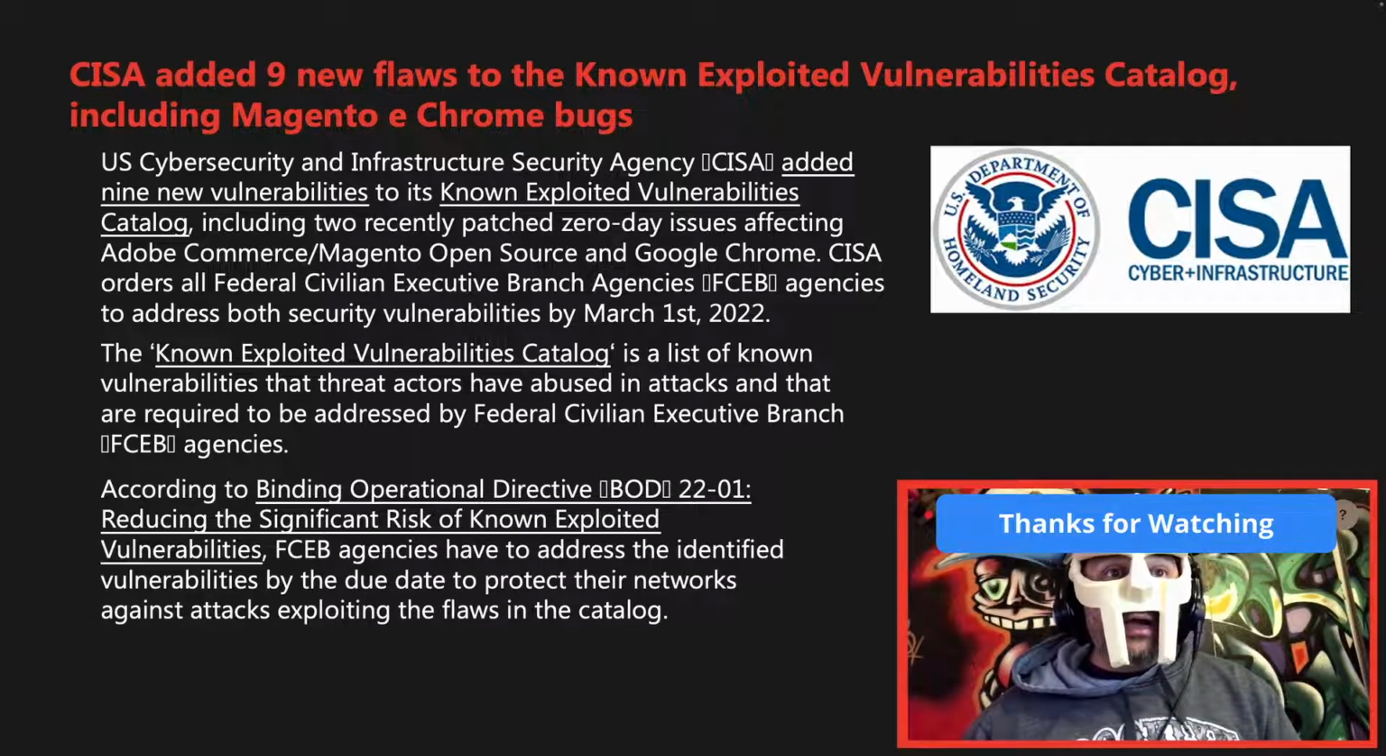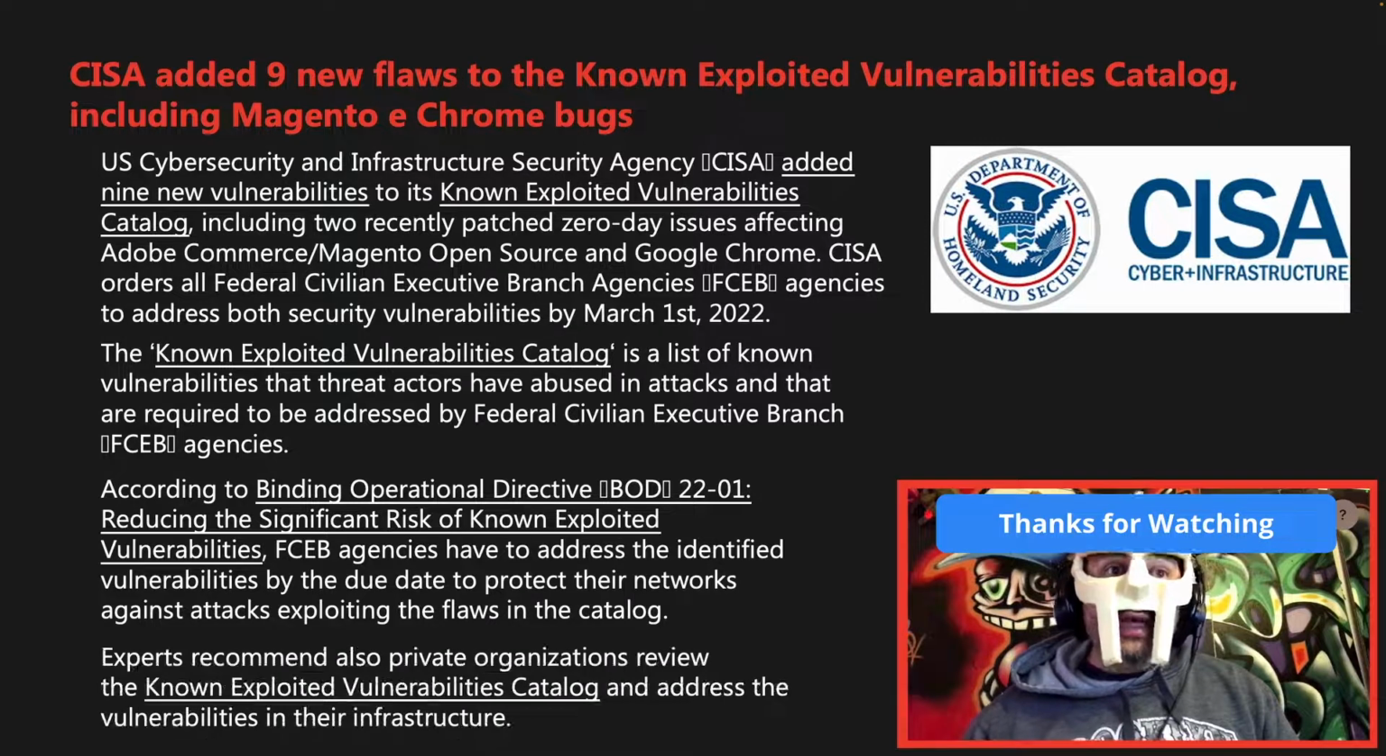According to Binding Operational Directive BOD 22-01, Reducing the Significant Risk of Known Exploited Vulnerabilities, FCEB agencies have to address the identified vulnerabilities by the due date to protect their networks against attacks exploiting the flaws in the catalog. Experts recommend that private organizations also review the Known Exploited Vulnerabilities Catalog and address the vulnerabilities in their infrastructure.